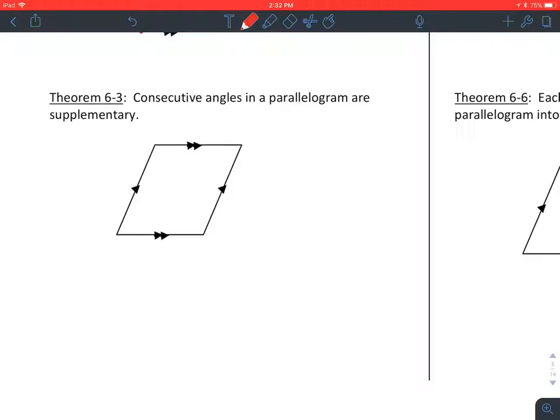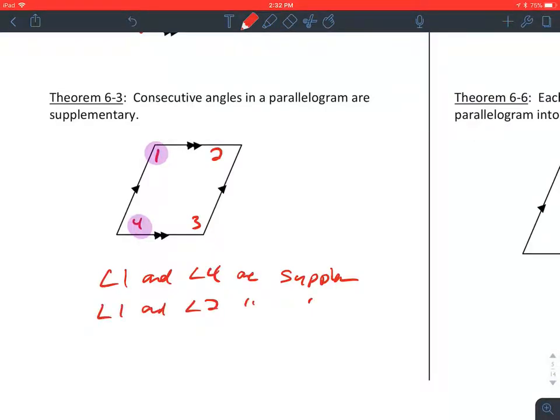Next theorem. Consecutive angles in a parallelogram are supplementary. Let me name some of these angles. So angles 1 and 4 are supplementary. Angles 1 and 2 are supplementary. Angles 2 and 3 are supplementary. Angles 3 and 4 are supplementary. Consecutive angles, which means one angle after the next, in a parallelogram are always supplementary. Supplementary means when you add their measures, you get 180 degrees.